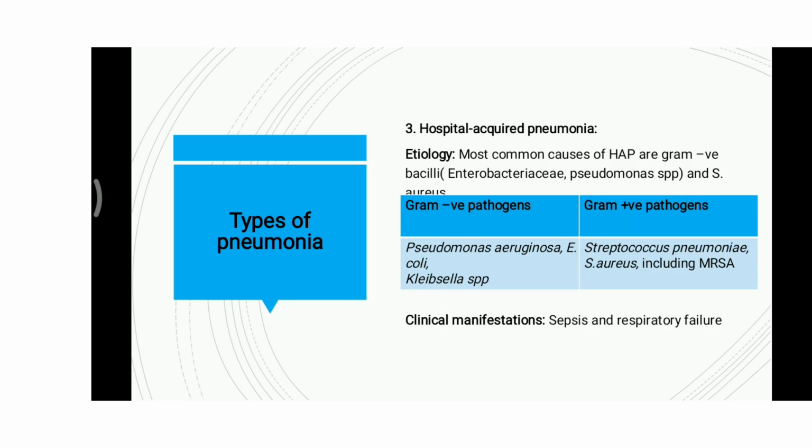So the most common causes of this hospital acquired pneumonia are gram-negative bacilli and also Staph aureus. So what are those gram-negative pathogens? That is Pseudomonas aeruginosa, E. coli and Klebsiella species. And some gram-positive pathogens include Streptococcus pneumoniae, Staph aureus, including methicillin-resistant Staph aureus. So these are the most common causes of hospital-acquired pneumonia. There are both gram-positive as well as gram-negative pathogens.